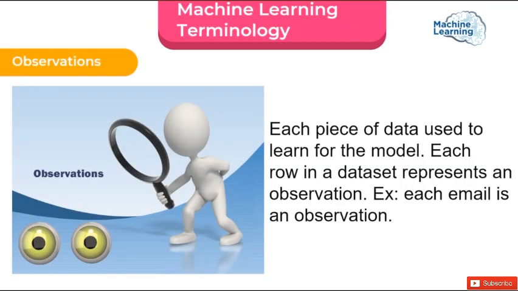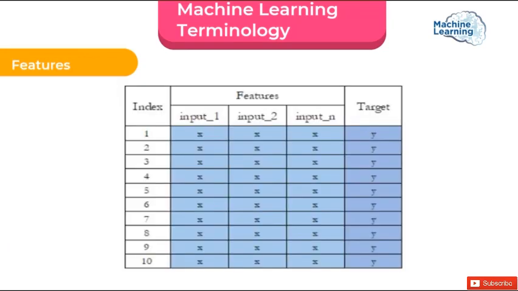Observations. An observation is a piece of data used by the model to learn. Each row in a data set represents an observation. For example, each email could be an observation. Features. A feature represents a measurable piece of data that can be used for analysis. For example, name, age, gender, size, fare, date, etc. Features are also sometimes referred to as variables or attributes. Each column in a data set, except the label column, is called a feature.